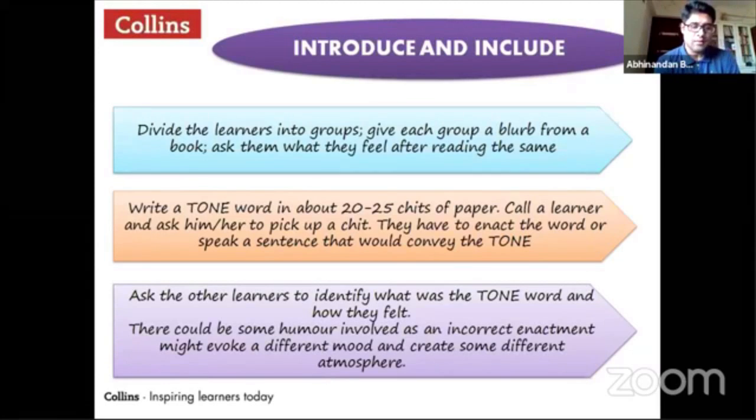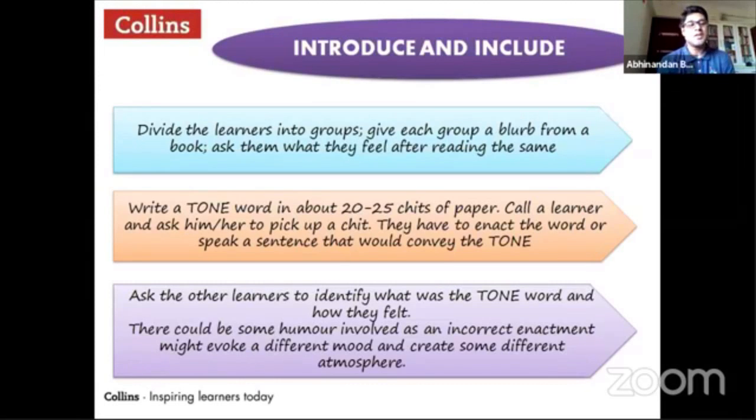Write a tone word. This is another activity which you could take up and introduce, and this has been done by many teachers all across. So write a tone word on about 20 to 25 chits of paper, call a learner and ask him or her to pick up a chit, and they have to enact the word or speak a sentence that would convey the tone. Now if the word is didactic, or condescending, or compassionate, they have to enact or speak out something which will reflect that particular tone. Now they cannot give out the tone word, then the game will be spoiled.